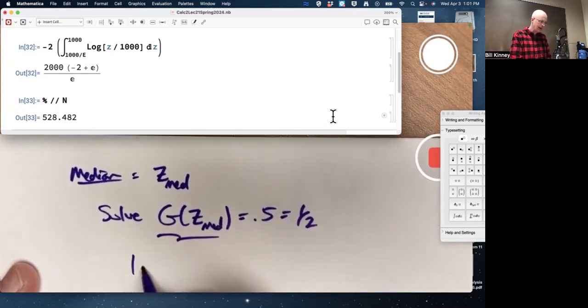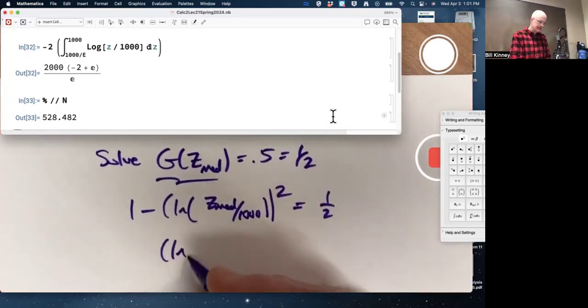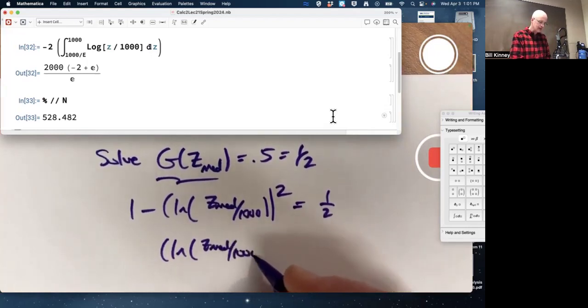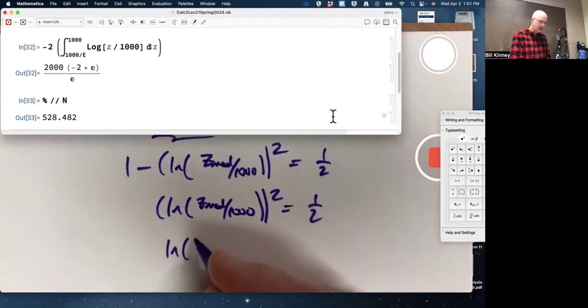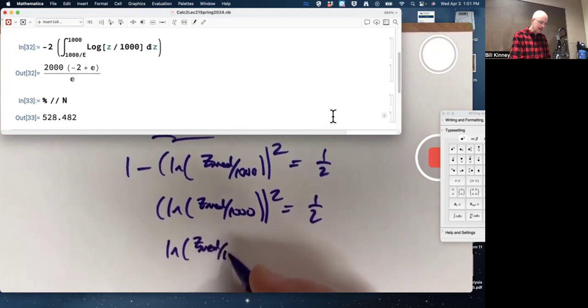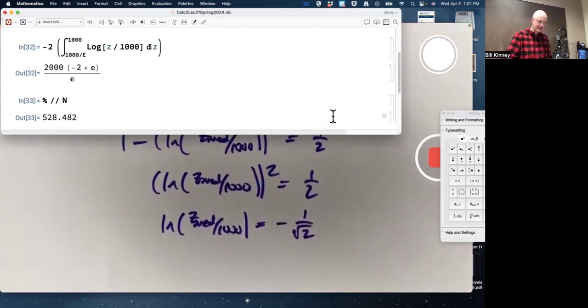It's 1 minus ln of Z-med over 1,000 squared. This means the ln of Z-med over 1,000 squared is equal to 1/2. Take the square root of both sides. And you actually want to take the negative square root, not the positive square root, because Z-med's less than 1,000. So you're going to get ln of something less than 1, which is negative. So you need that negative square root because Z-med over 1,000 is less than 1.